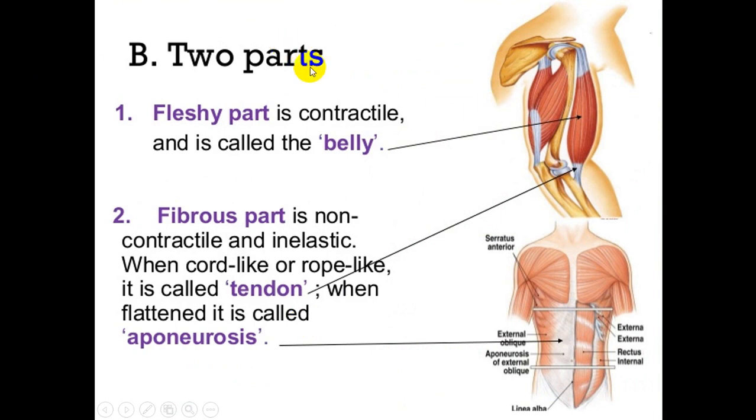Skeletal muscle as a whole has two parts. The fleshy part, which consists of the contractile muscle cells arranged in groups, and then the fibrous part, which is the non-contractile and inelastic part, made up of collagen fibers. It may be cord-like or rope-like, which is also known as tendon, and it may be flattened. It is called aponeurosis.